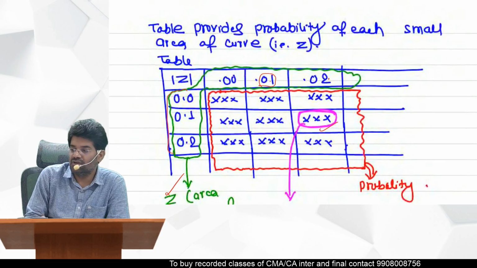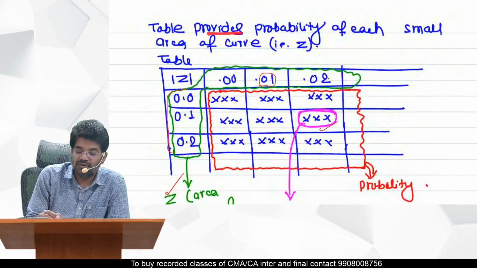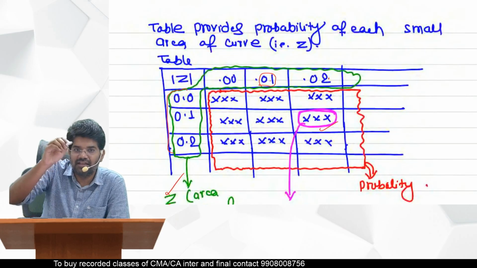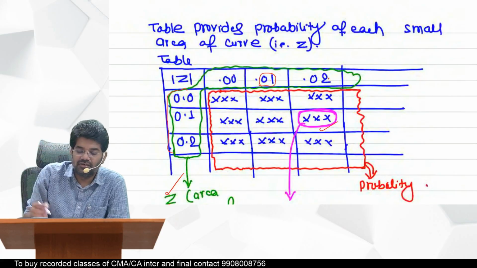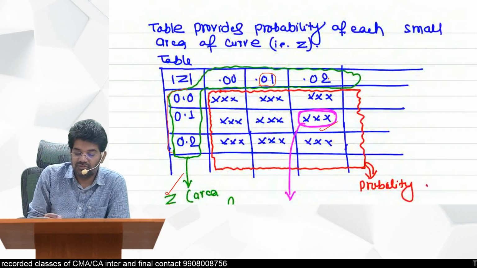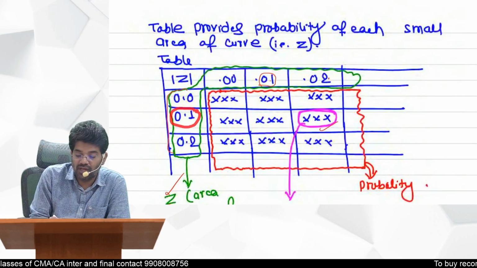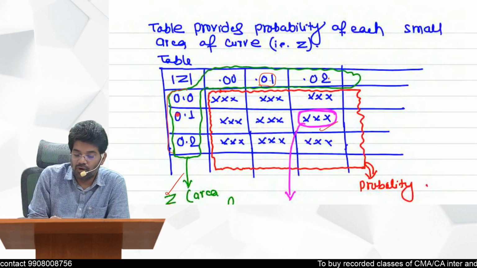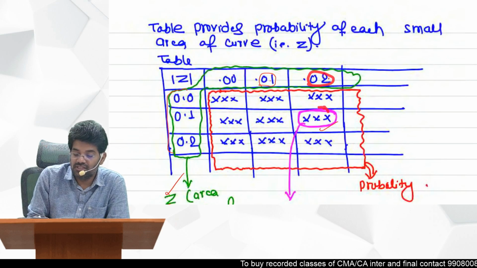Now this is how your table will look. The table provides the probability of each small area of the curve. Each and every area in your curve will be given from this table. So if the Z value is 0.1, say 0.12, then how do we see this Z value in the table? It is 0.1, and 0.02. So this is the value. This is how we look at the Z value.